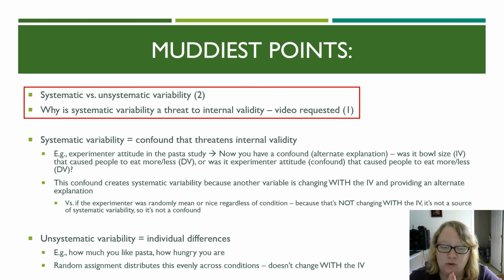But again, when you're doing inferential tests, we're accounting for unsystematic variability in those inferential tests. All right, so systematic variability is a confound because it's creating an alternate explanation, changing with the IV. But unsystematic variability, that's just individual differences, not a confound. It's just random variability distributed equally across your conditions.